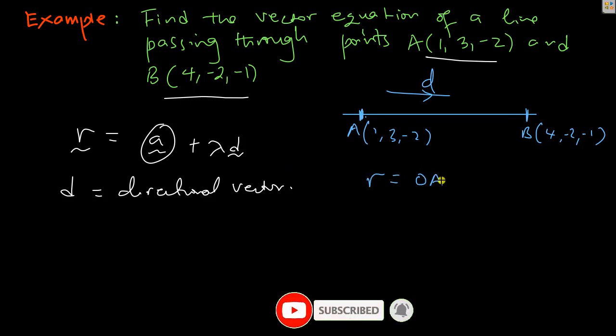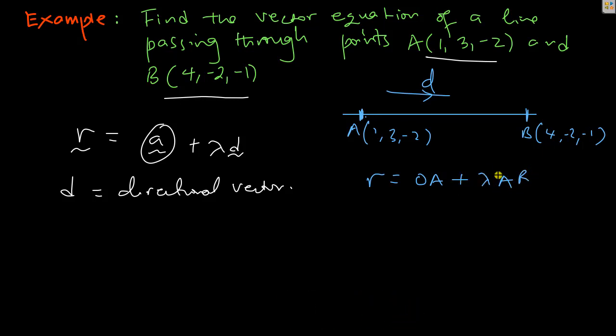There we have it. So the equation of this line is given by OA, which is the position vector of a point on the line, plus lambda, and the direction is from A to B. Of course, I could also say OB plus lambda BA. It doesn't really matter, it still gives us an equation of this line. I'll stick to this one though. OA is the position vector of point A. I could also use OB, no problem there.